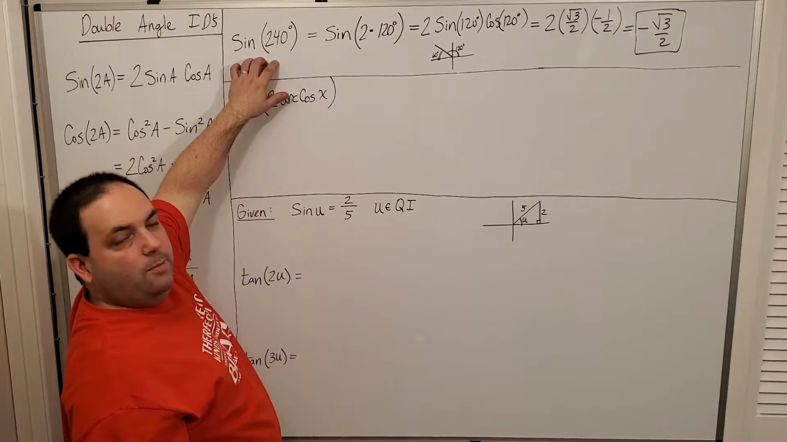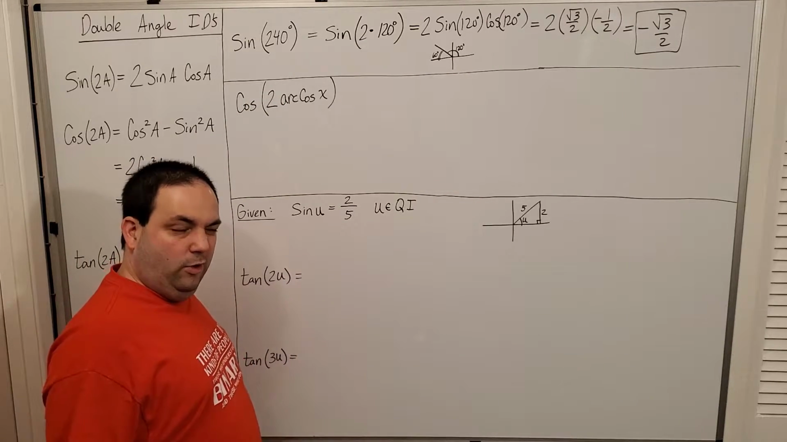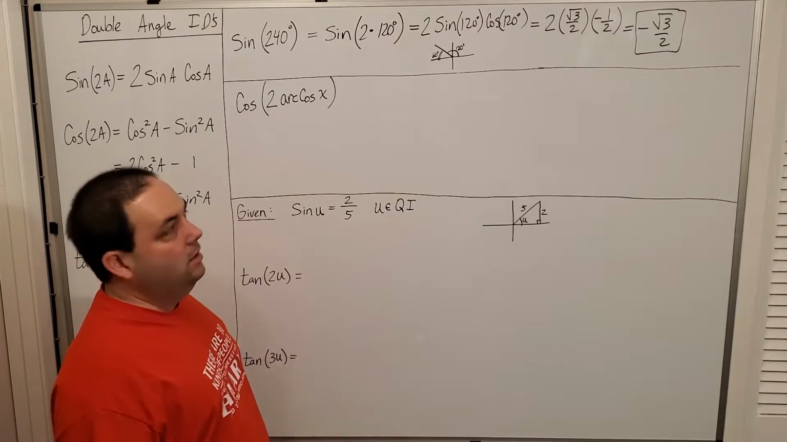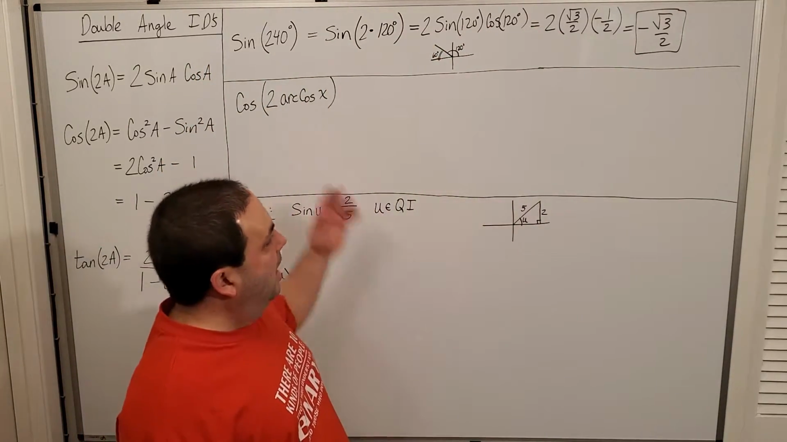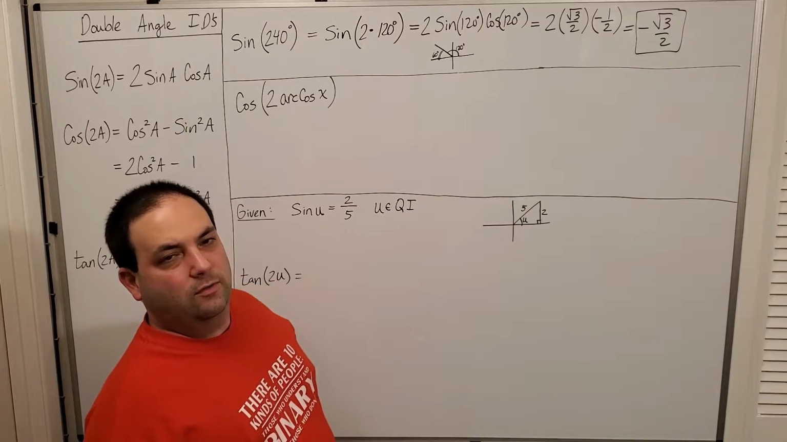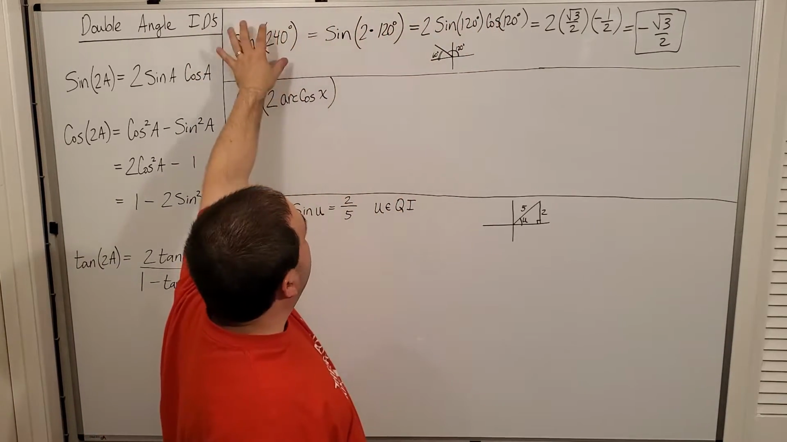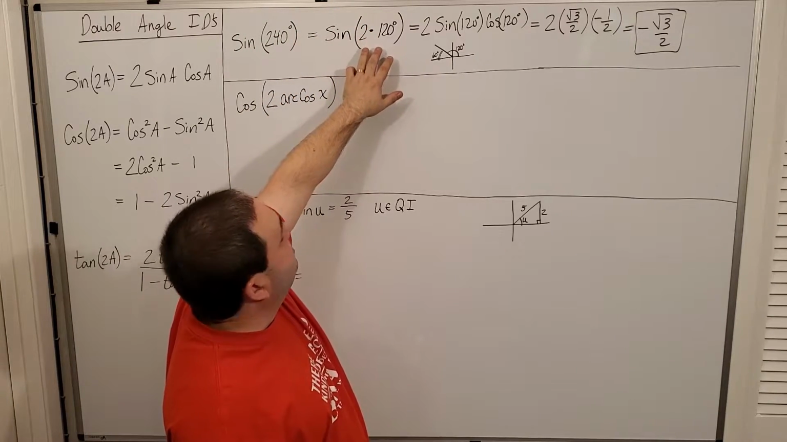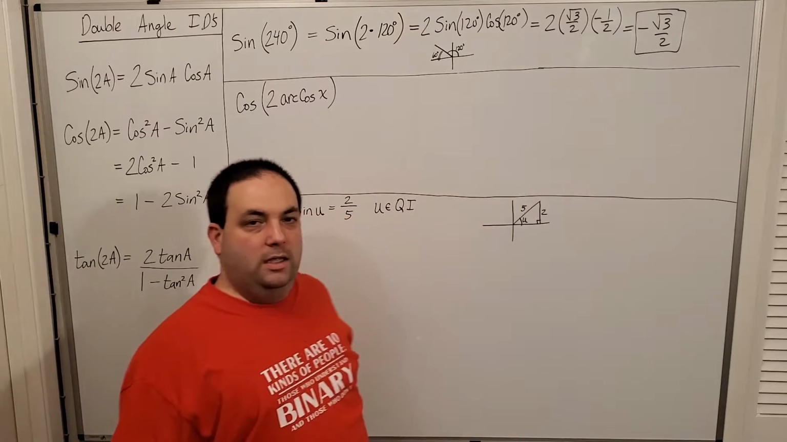Which you could also get by just graphing out 240 degrees and noticing it's a 60-degree reference angle in quadrant 3. So therefore, sine should be negative in quadrant 3, and the sine of 60 is also square root of 3 over 2. Okay? But you get the point, right? This is the idea of rewriting something as a double of another angle. And then I can use this identity if I need to.